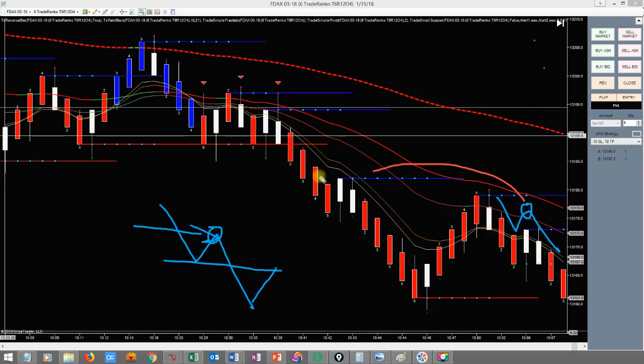Okay, so this circle, same thing as this circle. Okay. This is right there. Okay, that's what the FDAX does. Beautiful, beautiful FDAX.